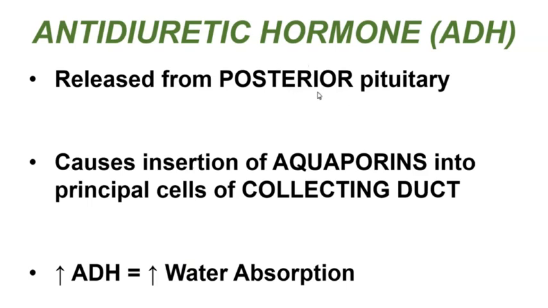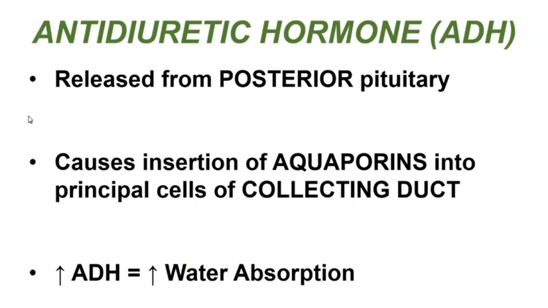It just so happens that this endocrine gland is located near the brain. Antidiuretic hormone is released by the posterior pituitary gland, which is at the base of the brain. Antidiuretic hormone works to insert aquaporins into the principal cells of the collecting duct. So the more antidiuretic hormone that's present, the more aquaporins get inserted in this collecting duct, and the greater water absorption we see taking place.